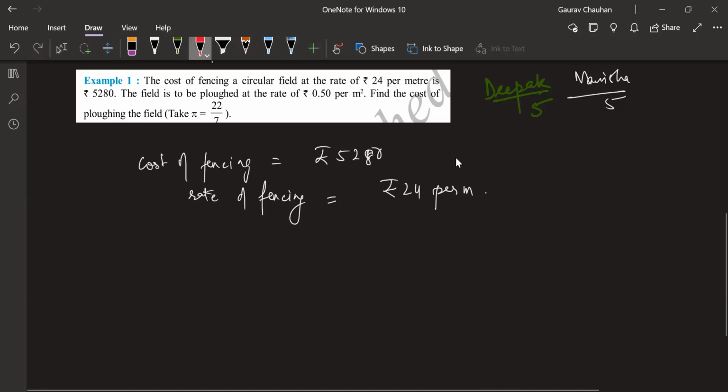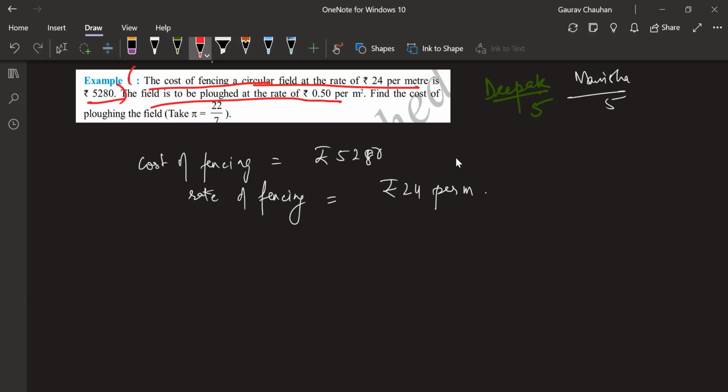Let's take a minute to understand the question. They have given us the cost of fencing of a field, okay? And they have also given us the rate of fencing. They are asking us the cost of plowing. Plowing means, like in the field, you've read this in science, no? They'll take out the soil, mix the soil, all of that. That is happening in an area, no? That will not happen in the corner, right? That will happen throughout the field, right? So that's what plowing is.